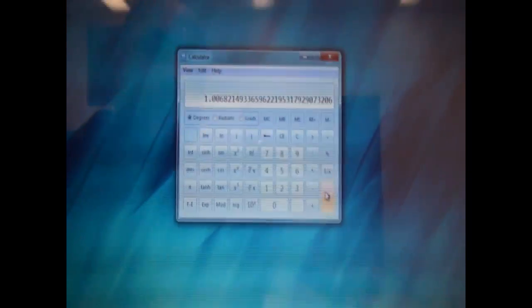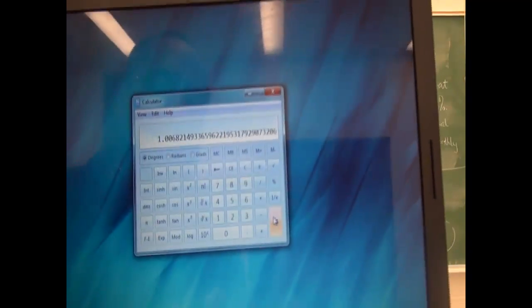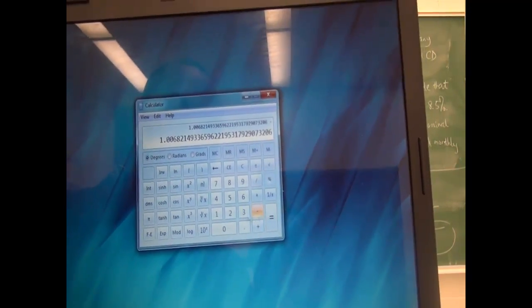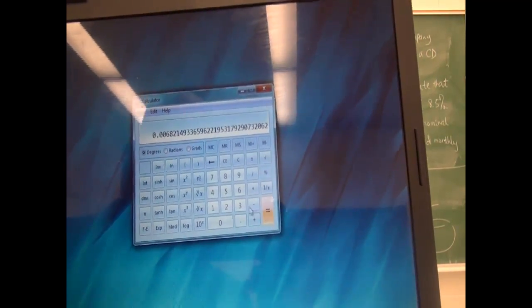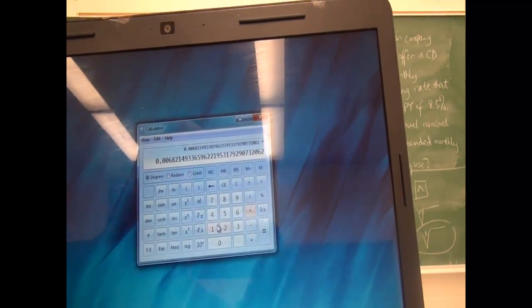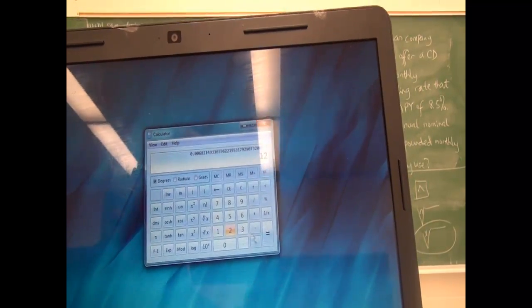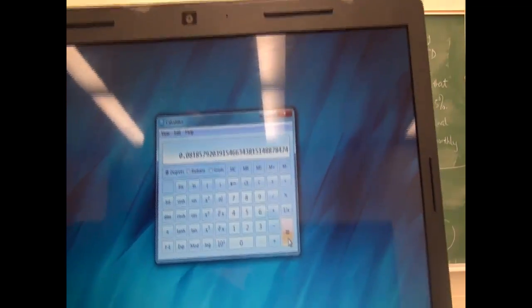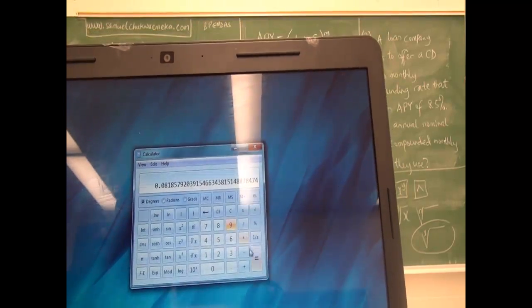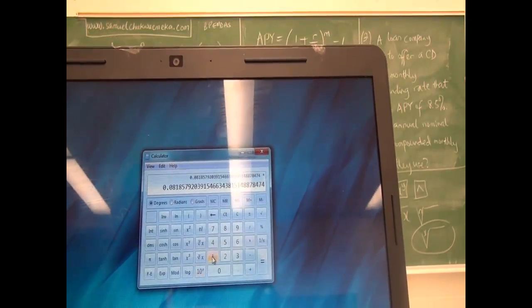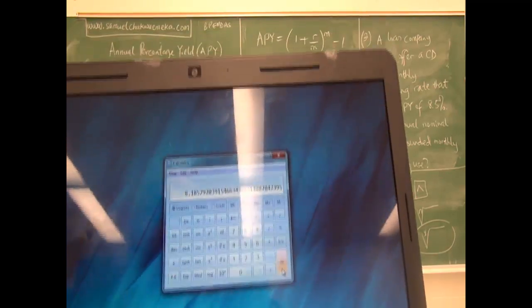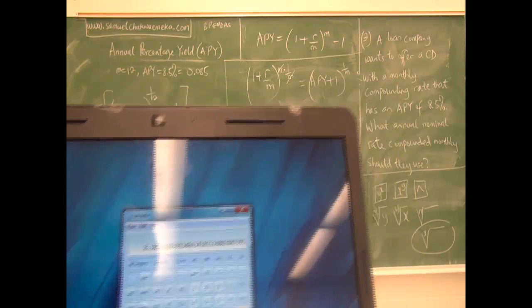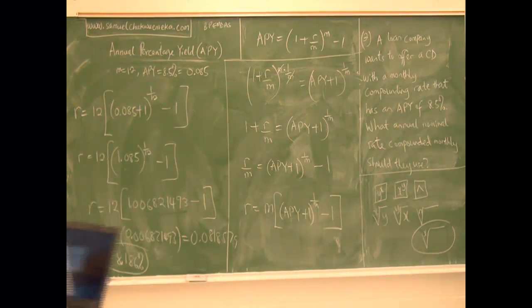So that gave us 1.0068 stuff. It's a long number. Then you do minus 1, equal to this, and then you multiply by 12. And that gives you 0.0818 that, and then you do times 100. That's 8.186%. Okay. All right.